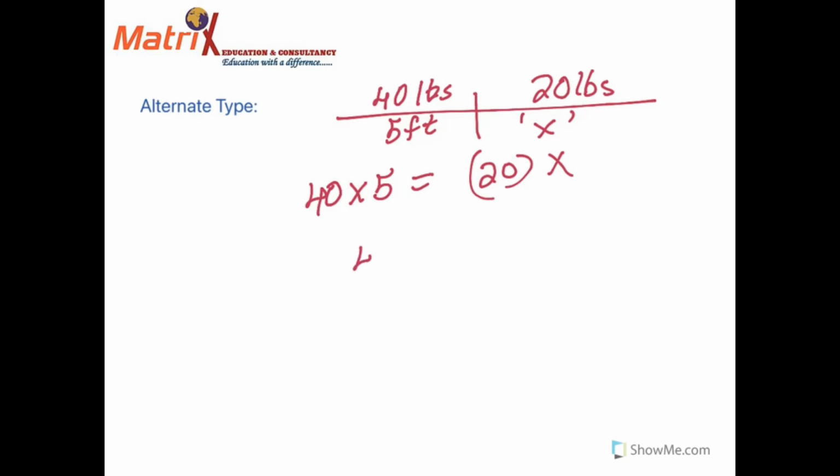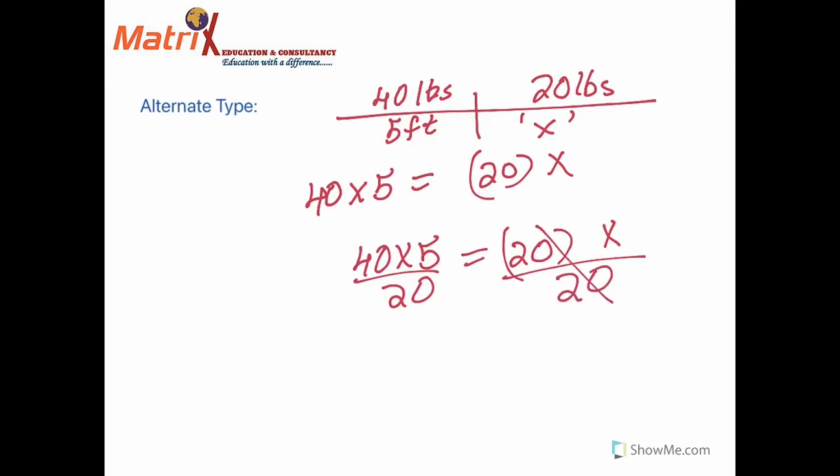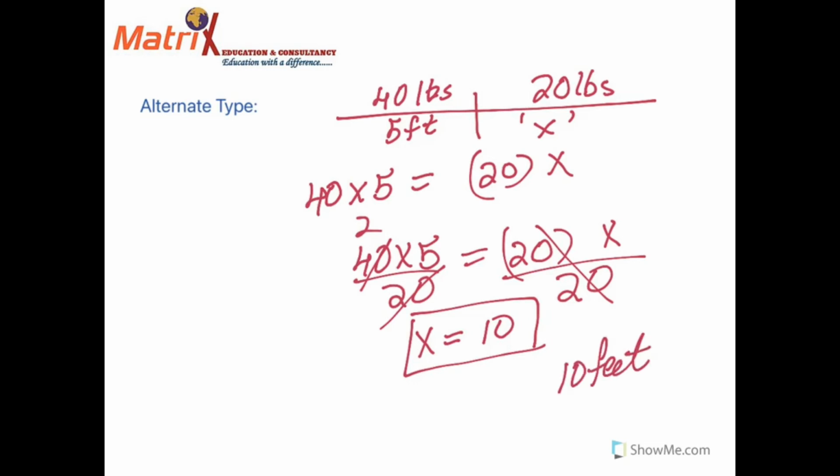We divide both sides by 20 and find the value of x. This cancels with this 20. This is 2. So the value of x is equal to 10. You can write 10 feet, but generally try to write the answer in just the numbers unless the question specifies. So you see, with the same concept, we can have different kinds of alternate types of questions.